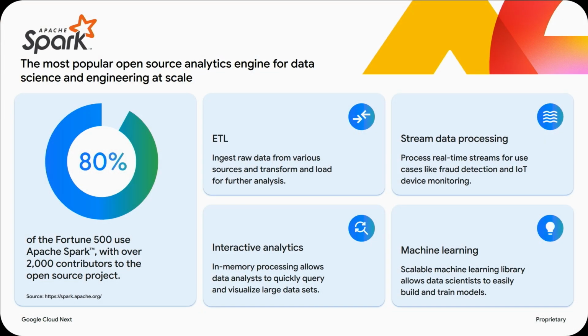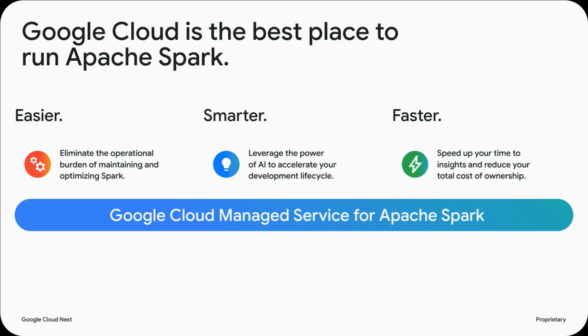Now, we all know this. I'm preaching to the choir. Spark is the most popular open source framework for doing large-scale data analytics. We all know that. 80% of the Fortune 500 companies are using it. We are talking about people using it for ETL, people using it for streaming. Our customers are doing even interactive analytics on it, and machine learning, of course, is always available in Spark. What we have done at Google Cloud is we have made Spark the best place to run. Now, what do we mean by saying that? What we are saying is we have made it easier to use, we have made it smarter, and we have made it faster.